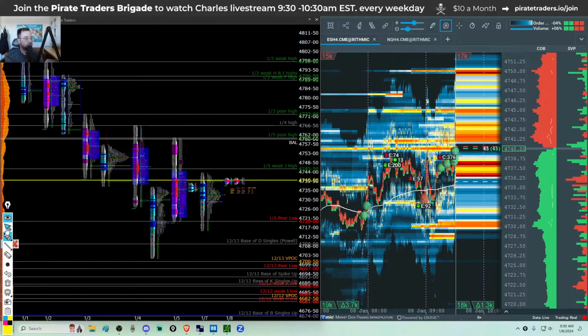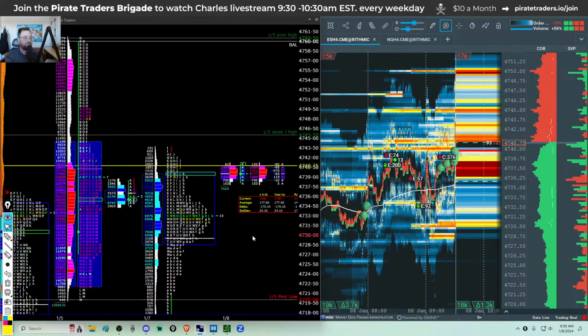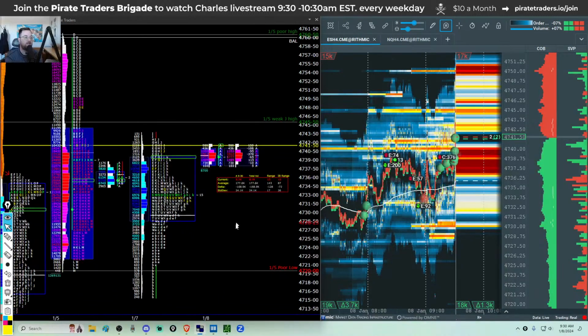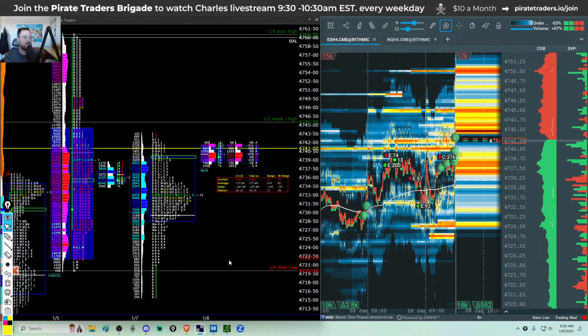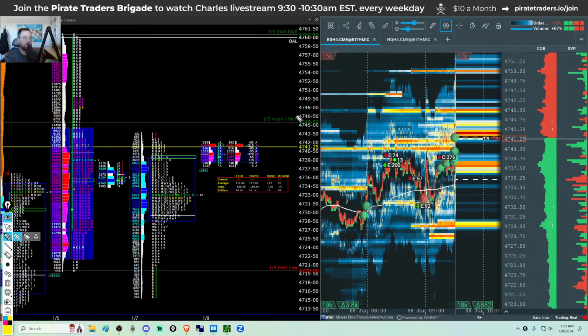So we are opening inside the previous day's range. That tells me that we are likely in what we call a chop zone. A chop zone is basically when the market just needs to play tug of war for the first maybe 20 minutes, maybe hour or two of the day. The market just needs to chop around and grind around.